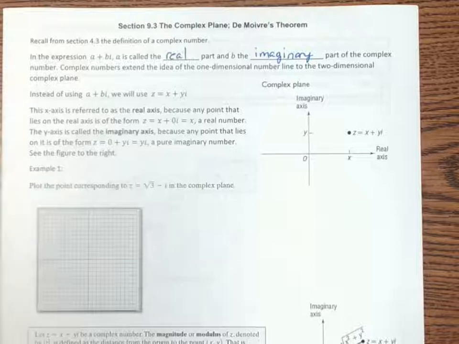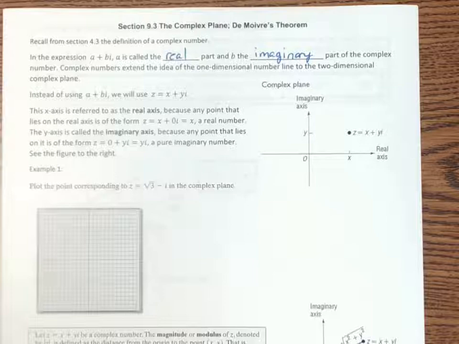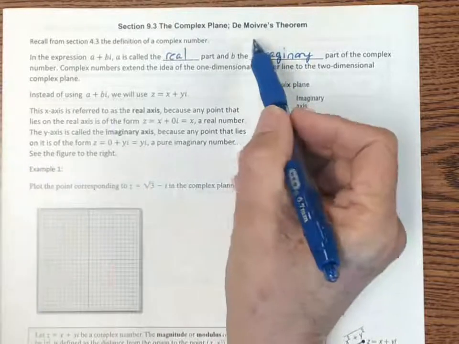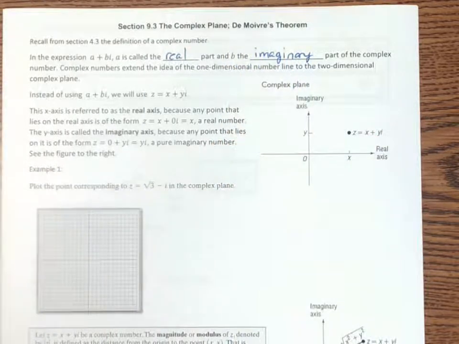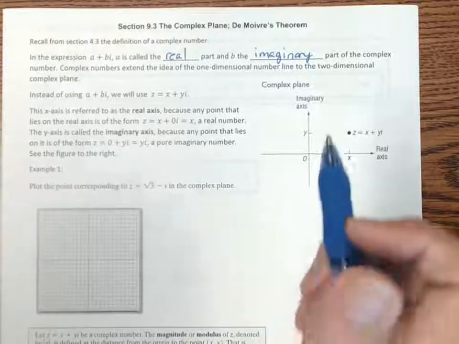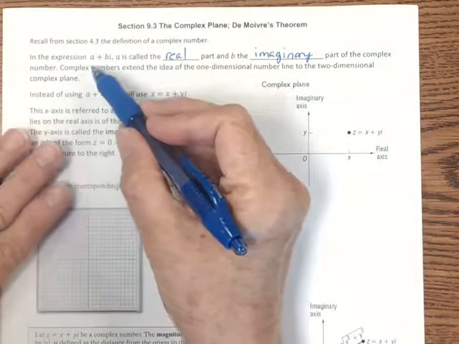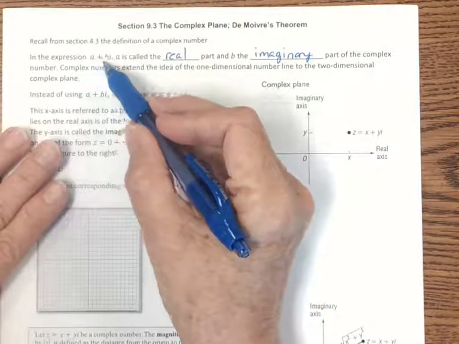All right, welcome. We're going over section 9.3, the complex plane and DeMoivre's theorem. If I'm not pronouncing that right, I apologize. I never took French. Okay, so complex numbers, if you remember, they're written as a plus bi.